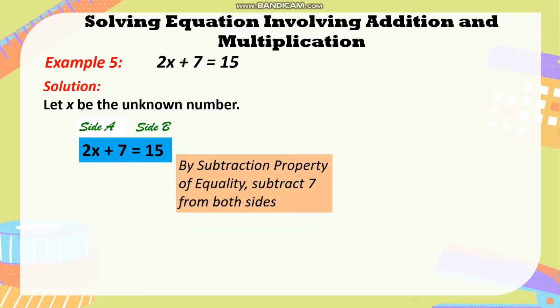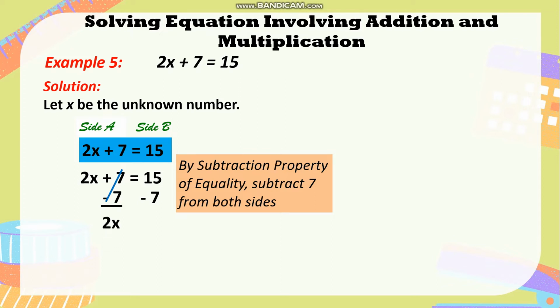Unahin natin ang opposite or inverse operation ng plus 7, which is minus 7. By subtraction property of equality, subtract 7 from both sides. 2x plus 7 equals 15. Sa side A, 2x plus 7 minus 7. Sa side B, 15 minus 7. Cancel natin ang positive 7 at negative 7 dahil ang sum ng dalawang opposite integers ay 0.